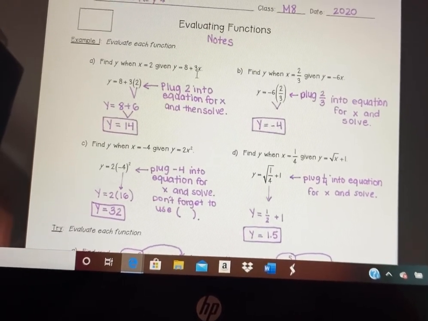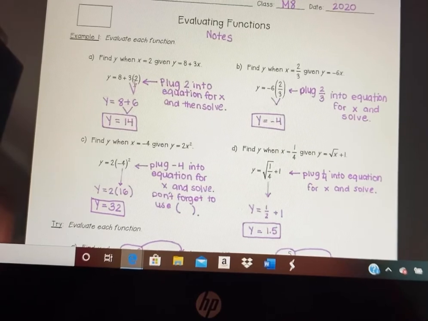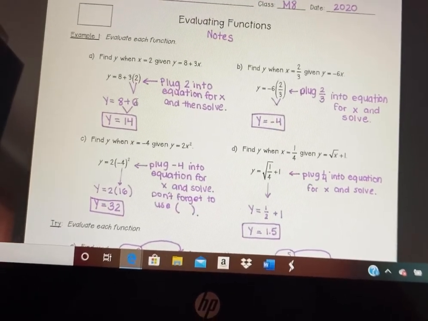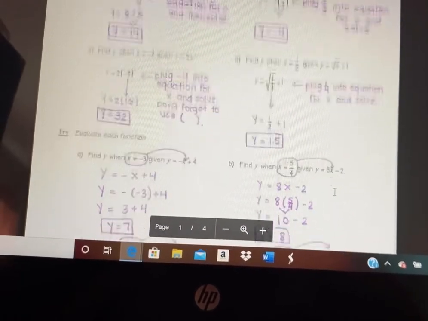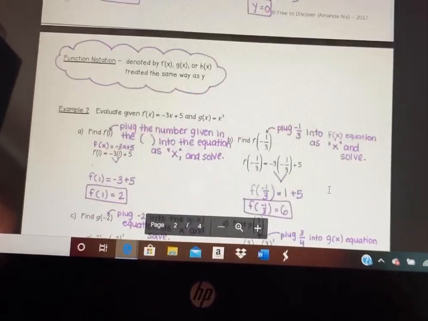So anywhere that I see an x, I'm going to plug in 2, which means right here next to the 3. And then you just go through and solve. So that's the case for all of these. And we're going to go on to our next type.